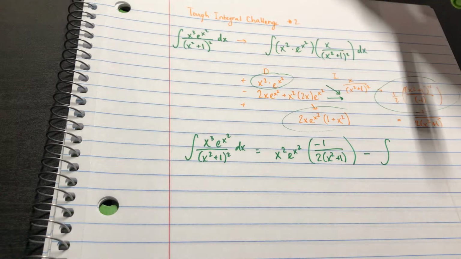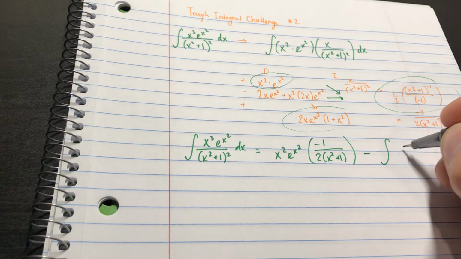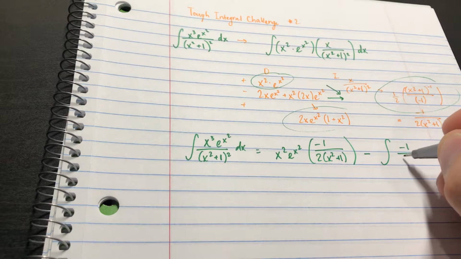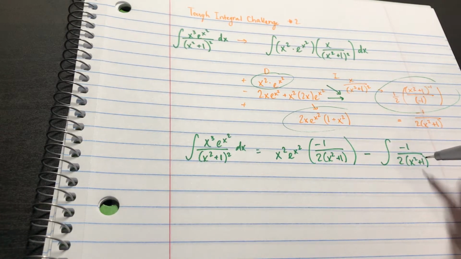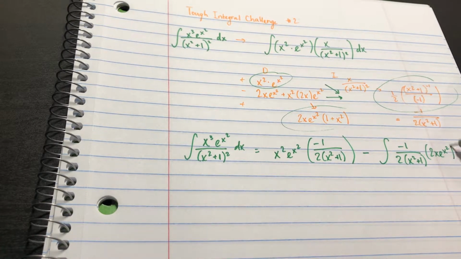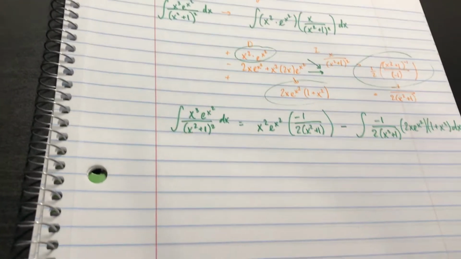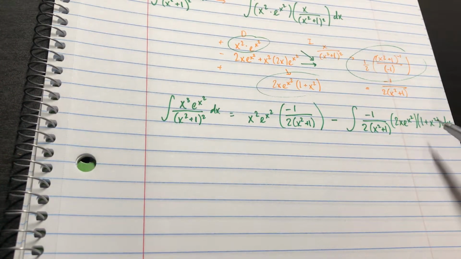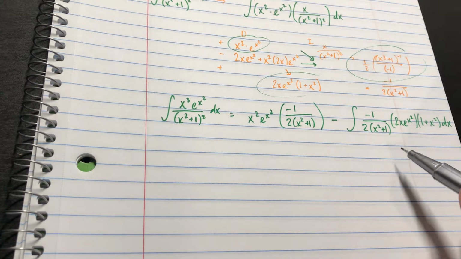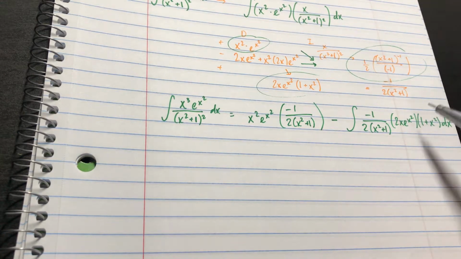And what that looks like is the integral of negative 1 over 2 times x squared plus 1 times 2x times e up to the x squared times 1 plus x squared dx. I know it got cut off for a little bit there, but it's a pretty long function anyway. And well, now that we have it organized in this way, you can see that there are numerous terms that we can cancel out in this integral.